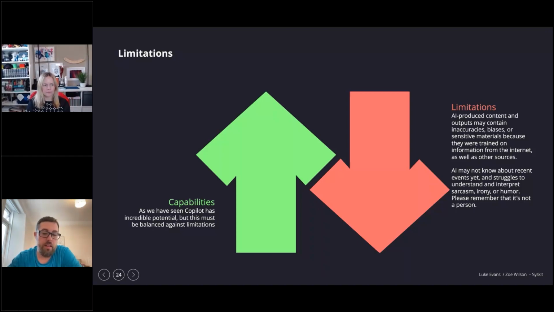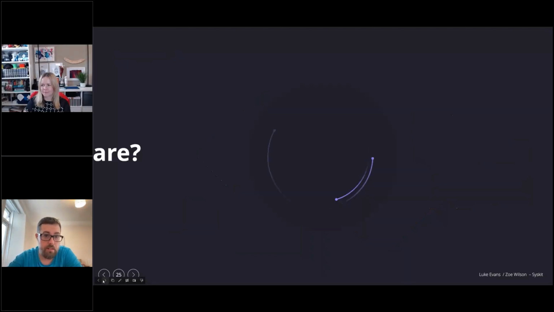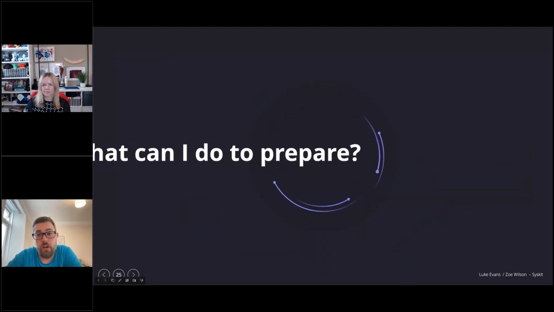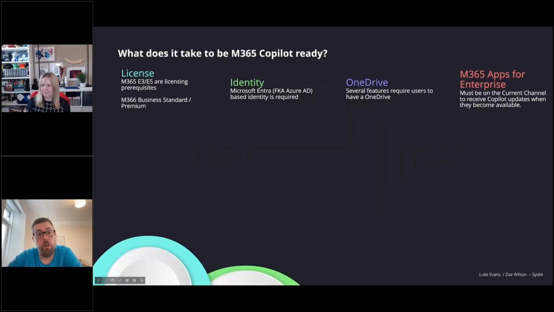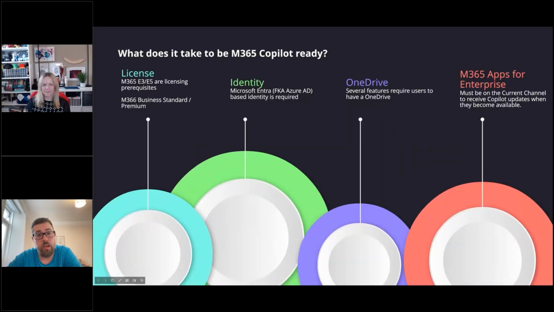I might struggle with the sarcasm, irony, and humor part too, but it's important to know that it is trained on the sources that are available to it. So it may not have a full comprehension of everything unless you feed it that information. And that leads us nicely to how to prepare, which is the key part. What can you guys do? How can you get ahead of the curve? What are some of the key things you need to think about if you're looking to get Microsoft 365 Copilot ready, as we'd say?